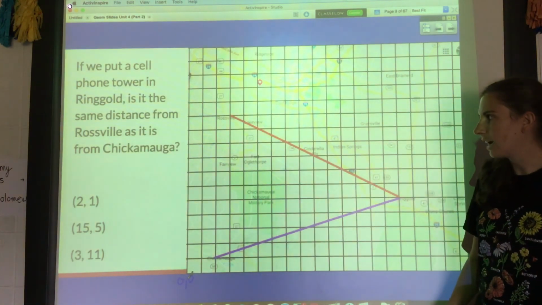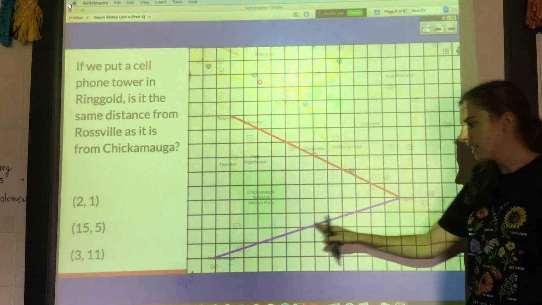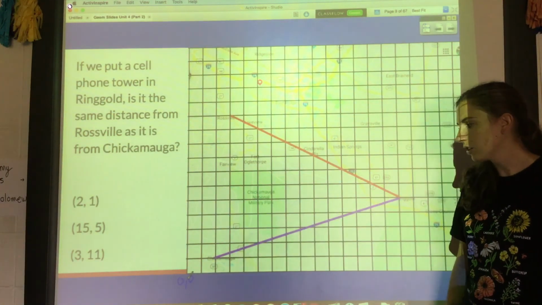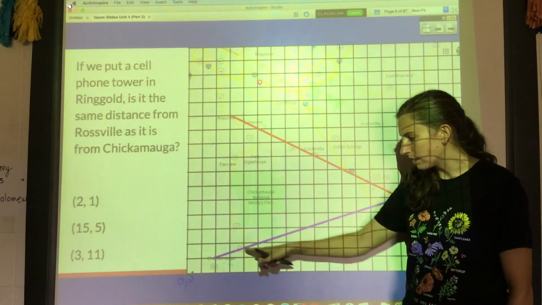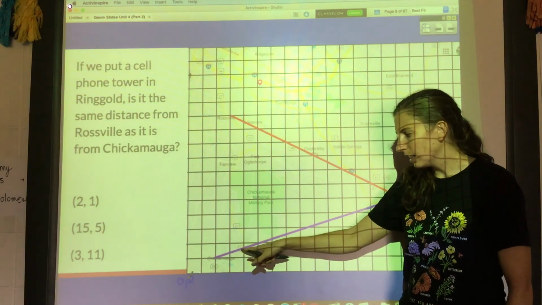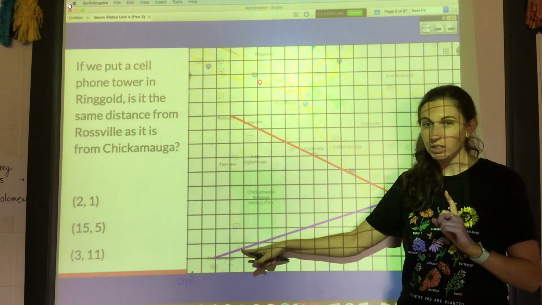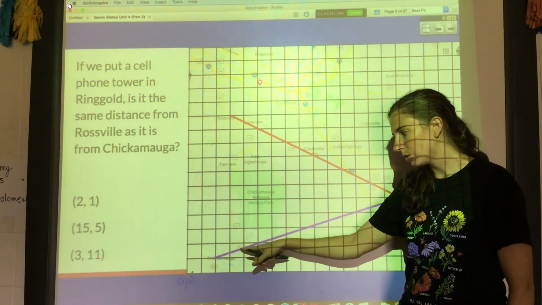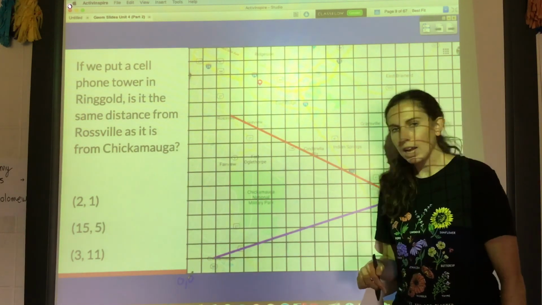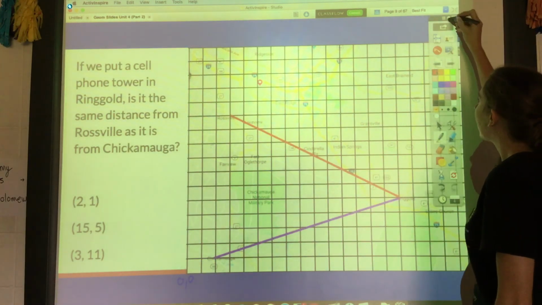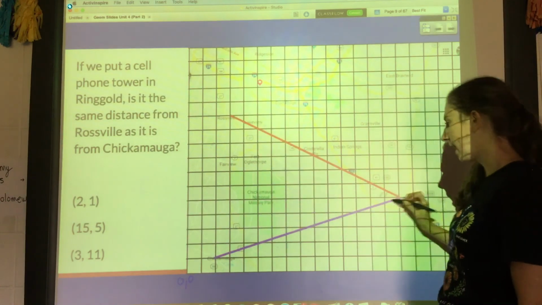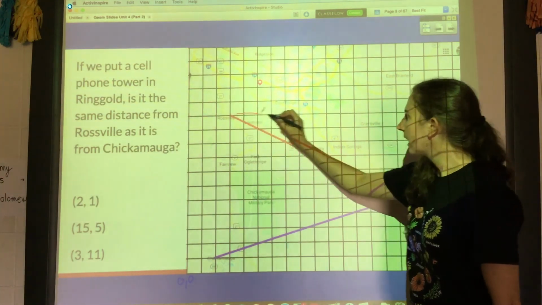So how could I actually find this distance? Remember, we can't just count. We can't go 1, 2, 3, because that length is a little bit longer than 1 unit. It's close to a unit, but it's a little bit too long. So what I can do is our old handy Pythagorean theorem. You can make this into a right triangle like this, or even like this.